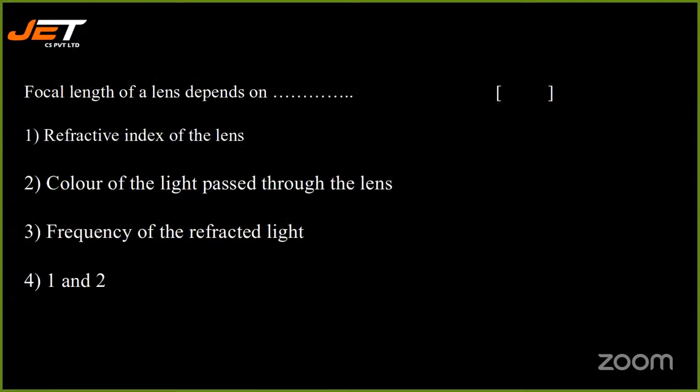Next. Focal length of a lens depends on what? What does it depend on? It depends on the refractive index of the lens, or it depends on the color of the light passed through the lens, or it depends on the frequency of refracted light, or both 1 and 2. Which one is correct? Few of them are partially correct.